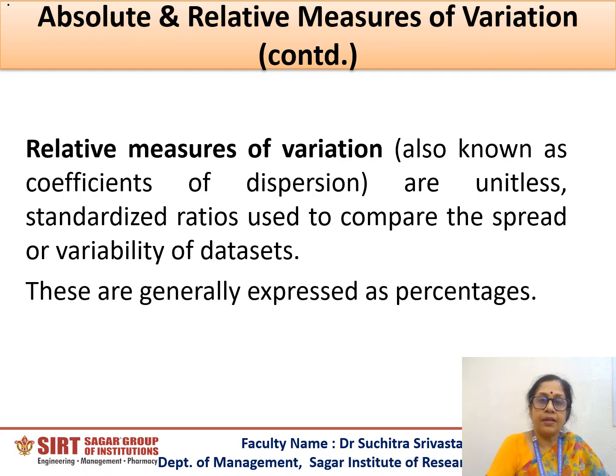Now, a relative measure of variation is also known as the coefficient of dispersion. Now, this is unitless, that is, it does not contain any units. This is basically in the form of a ratio and it is generally expressed in the form of a percentage.